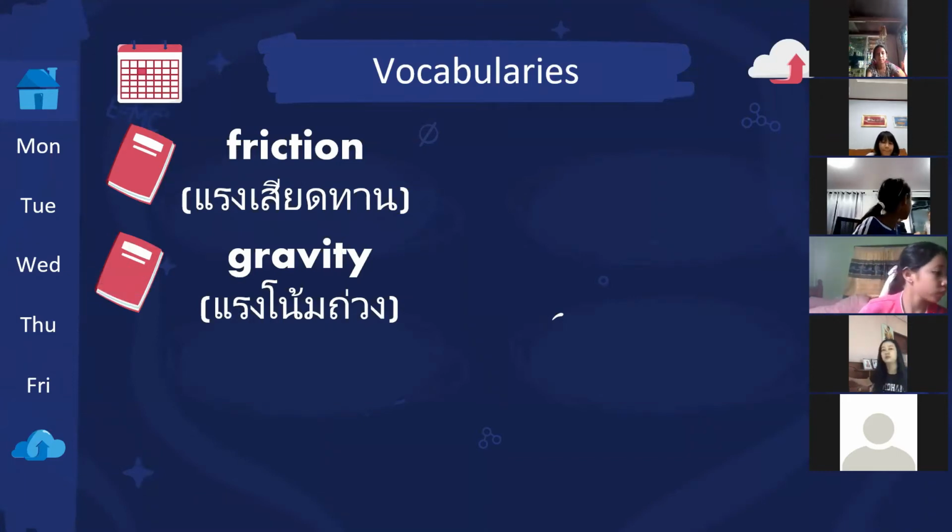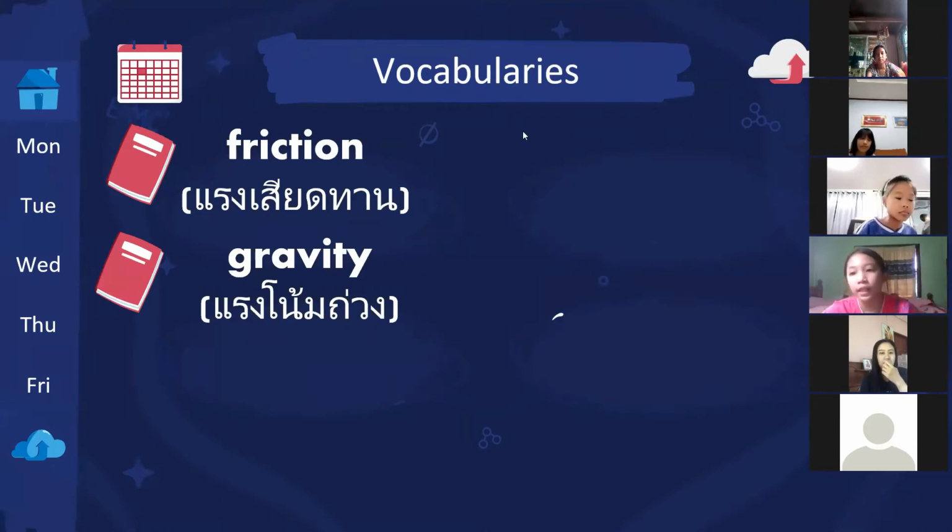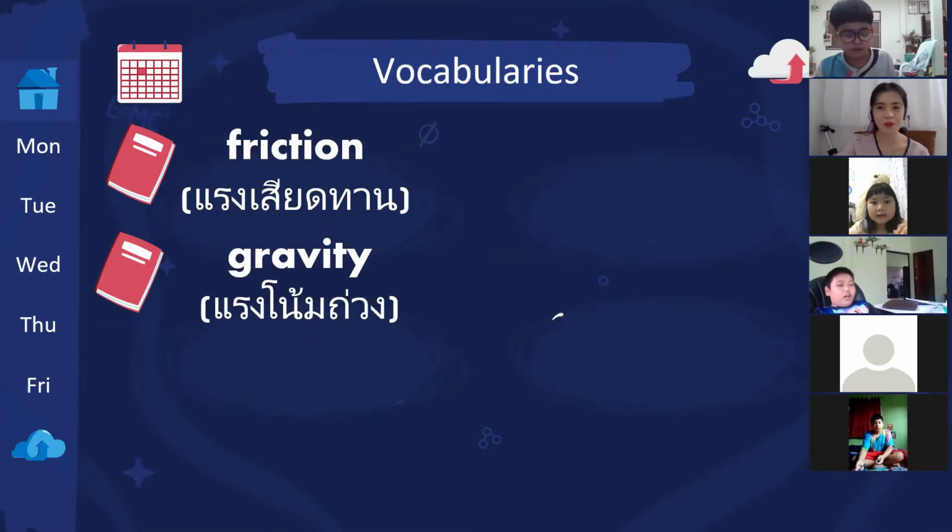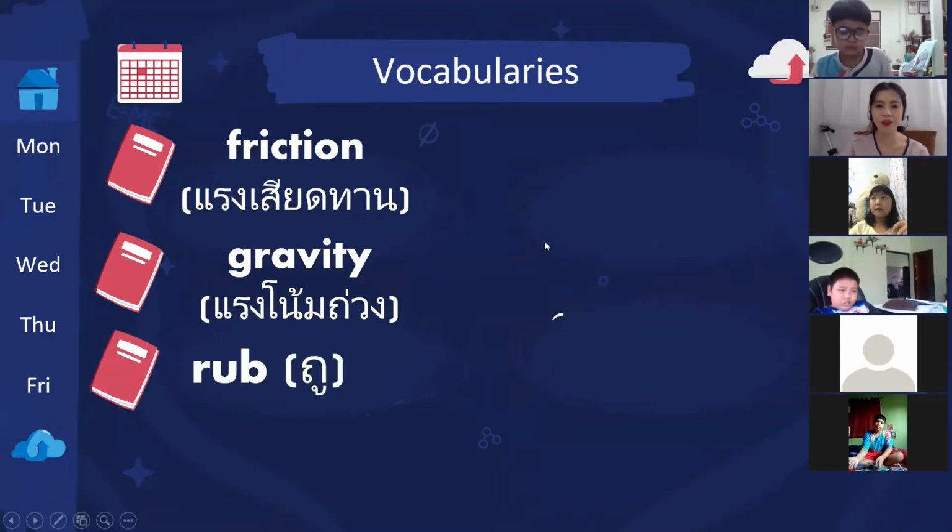Everybody say gravity. Gravity. Again, gravity. And what about the Pasatay? The Pasatay, please. แรงถ่วง. Okay. Next, we have the word rub. Everybody say rub. Very good. What is the Pasatay of rub? ถู. Okay, thank you.